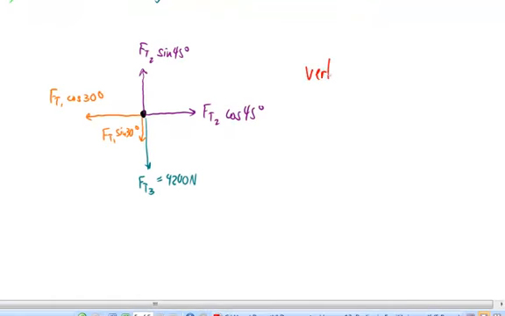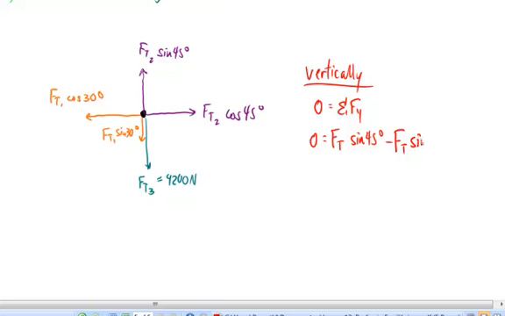Vertically, I'm going to call up positive so that the upward forces minus the downward forces are equal to 0. Newton's second law says the net force in the y direction is equal to 0, so 0 is going to be equal to Ft2 sine of 45 degrees, there's the upward force, minus the combination of forces acting downward. Ft1 sine of 30 degrees minus Ft3. Both of those are negative because both of them are in the downward direction.